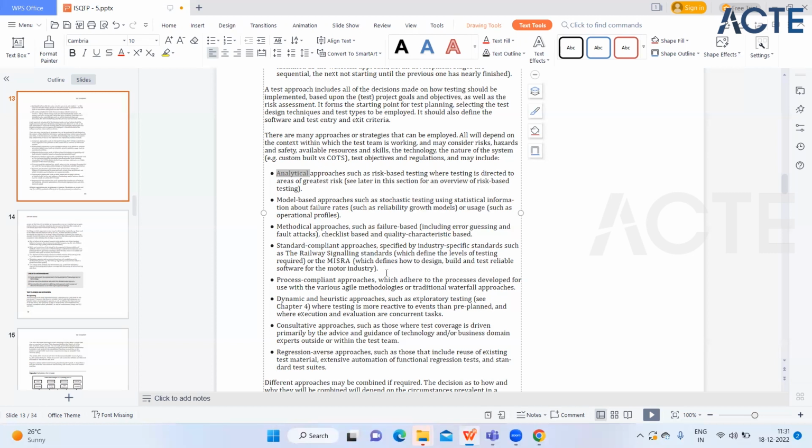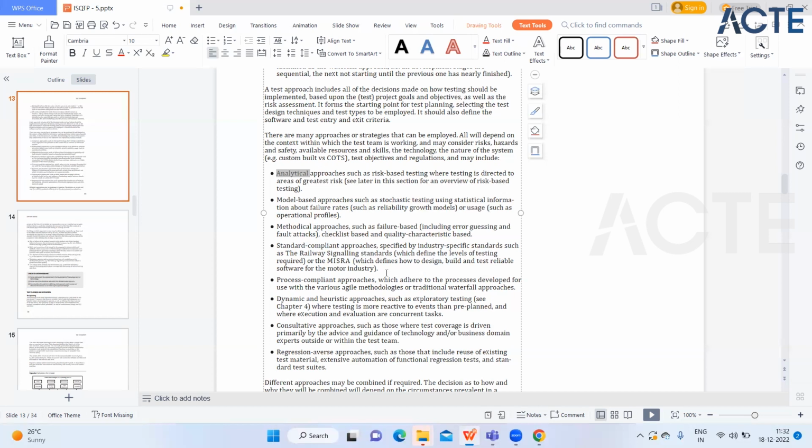For example, we have to prepare an application related to traveling, which includes flight booking. So they have to follow a particular standard to make that application. So as per that, the approach should be the standard compliant approach. As per the domain, you have to follow the industry specific standard.